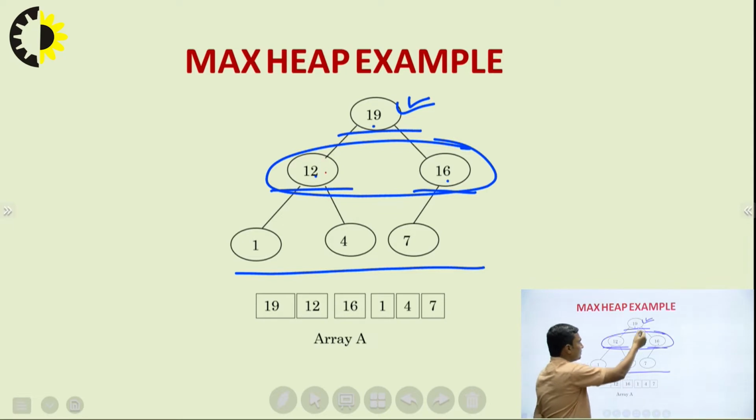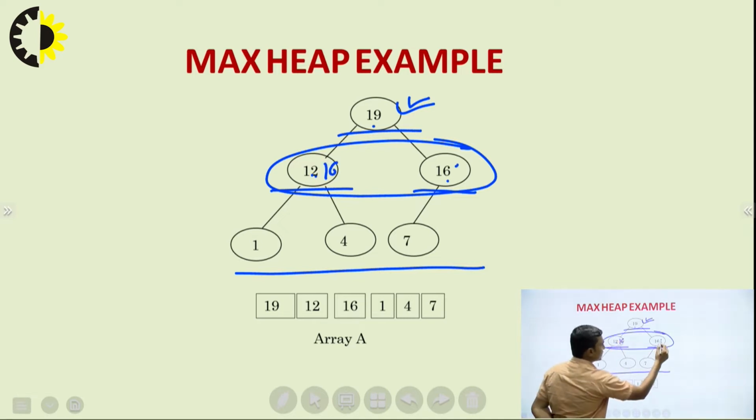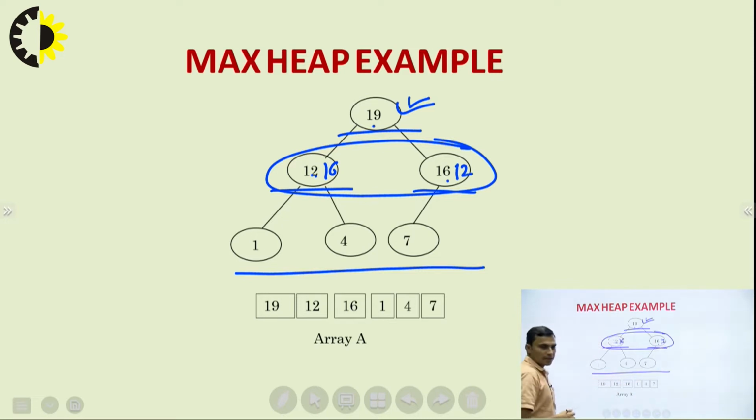So suppose we are checking for this 19. In that case, the left child has the value 12, which is smaller than the value of its right child. The situation can be reversed. Let's say it can have 16 and it can have 12.